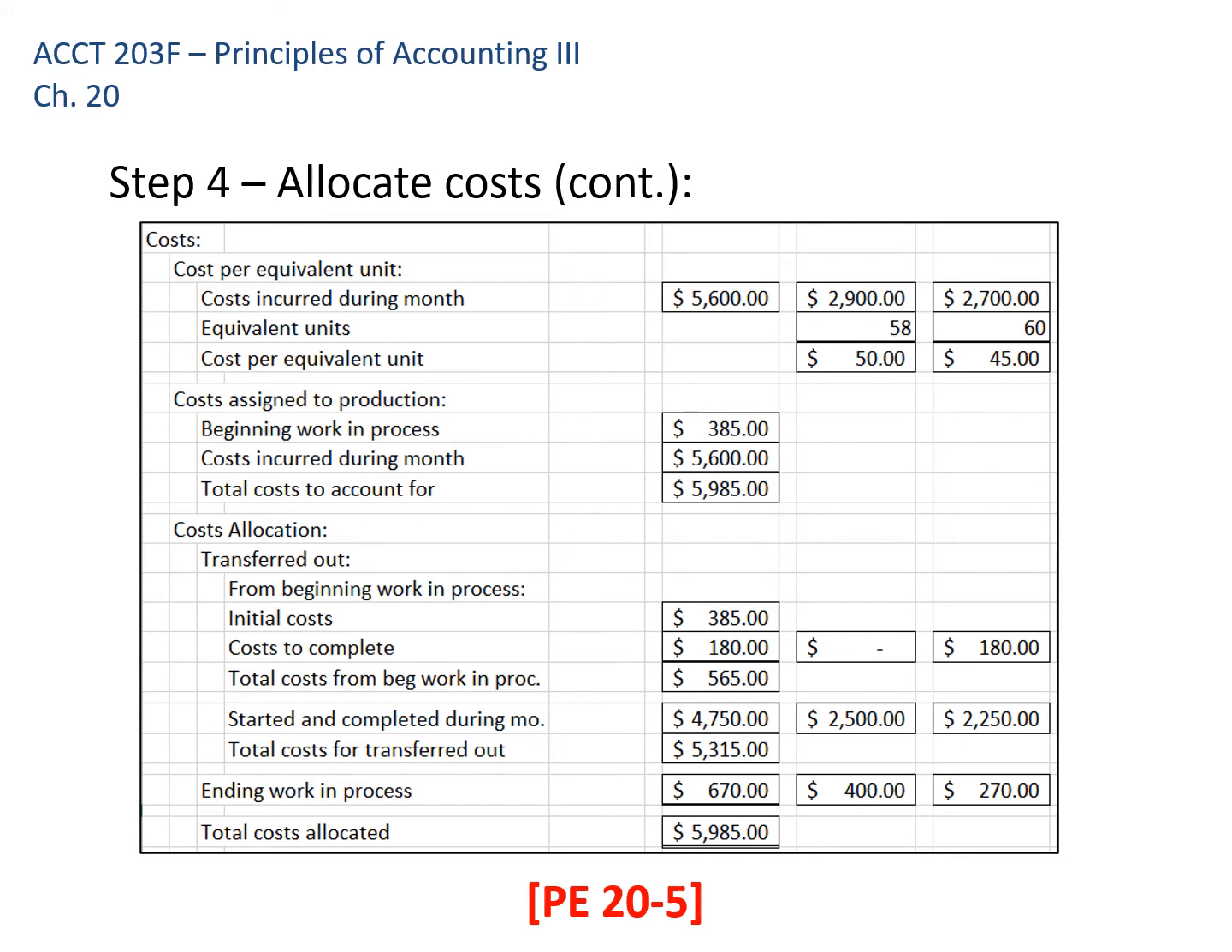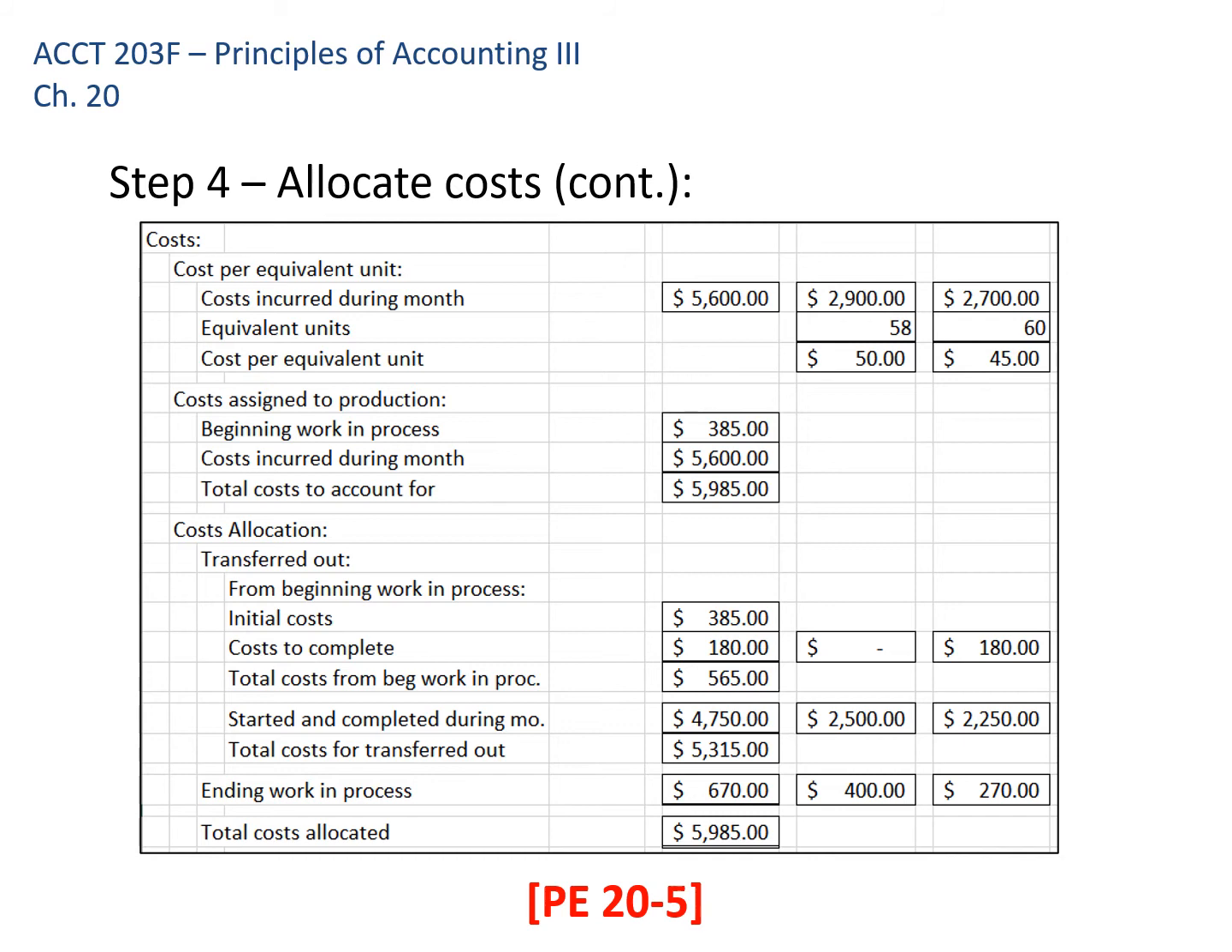So down under cost allocation, the first thing I'm going to look at is the cost of finishing off the beginning work in process, because those were the first units that left. So I had $385 in initial cost, and then the cost to complete that, I'm going to multiply the equivalent units in beginning work in process for materials by $50, where there was 0 added. Okay, there were 0 equivalent units of production in materials for beginning work in process, so 0 times 50 is 0. For the equivalent units of production for conversion cost, I had, let me look back up here, sorry.